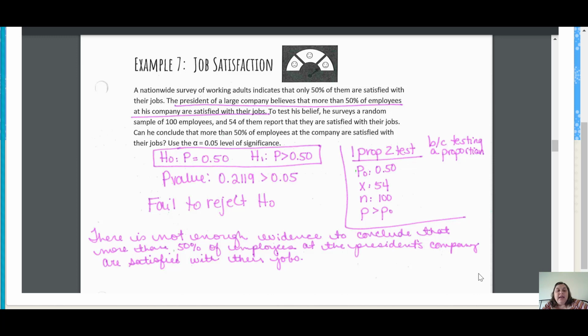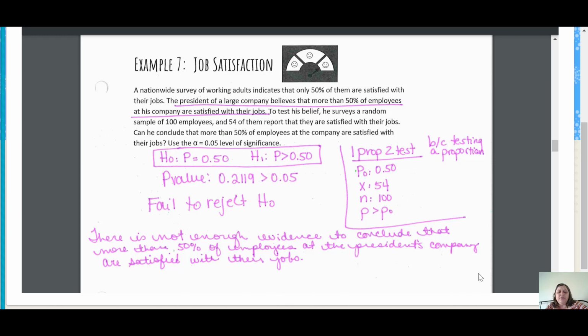It says a nationwide survey of working adults indicates that only 50% of them are satisfied with their jobs. The president of a large company believes that more than 50% of employees at his company are satisfied with their jobs. To test his belief, he surveys a random sample of 100 employees, and 54 of them report that they are satisfied with their jobs. Can he conclude that more than 50% of employees at the company are satisfied with their jobs? Use a 0.05 level of significance.